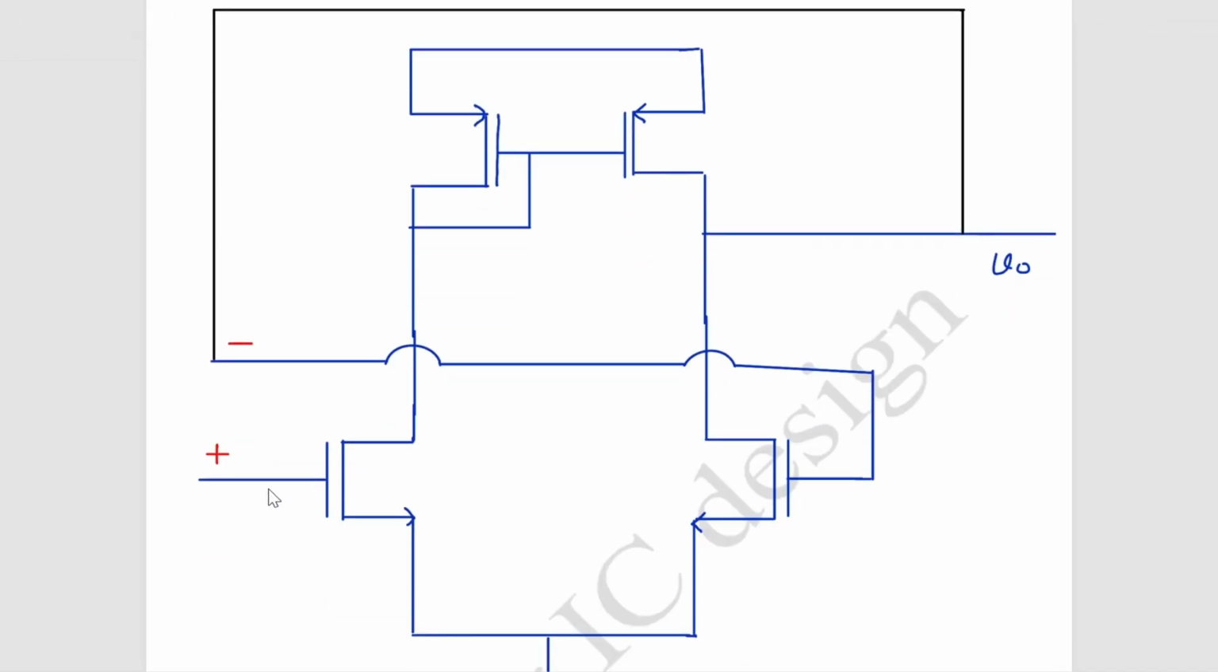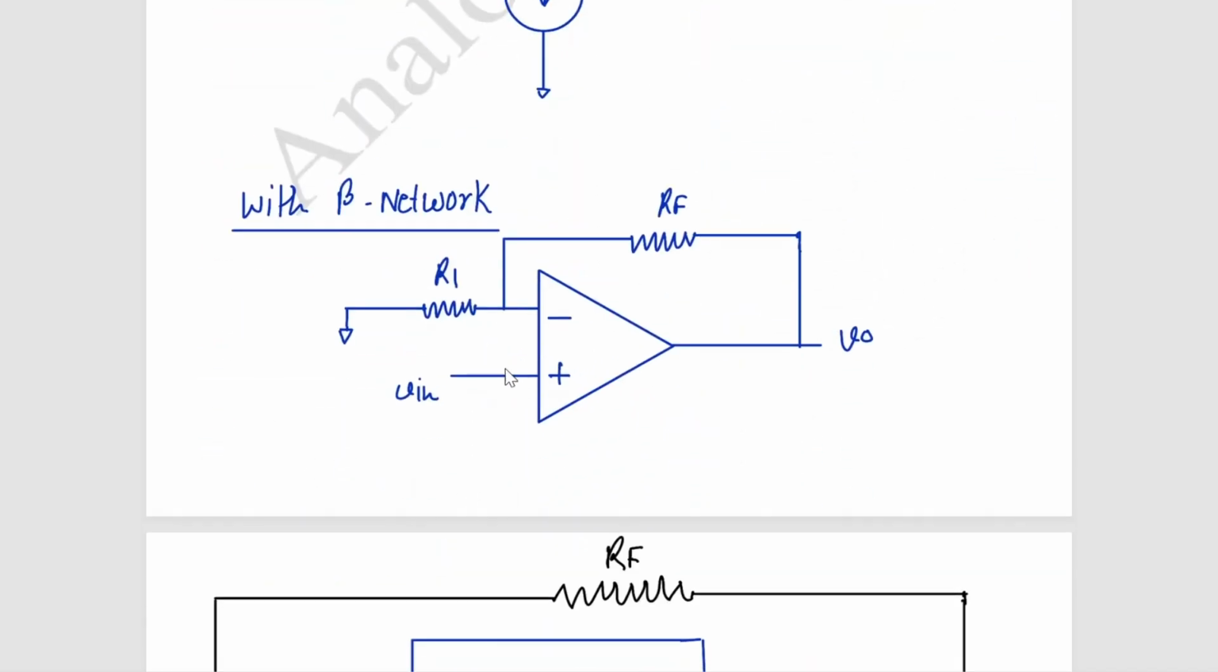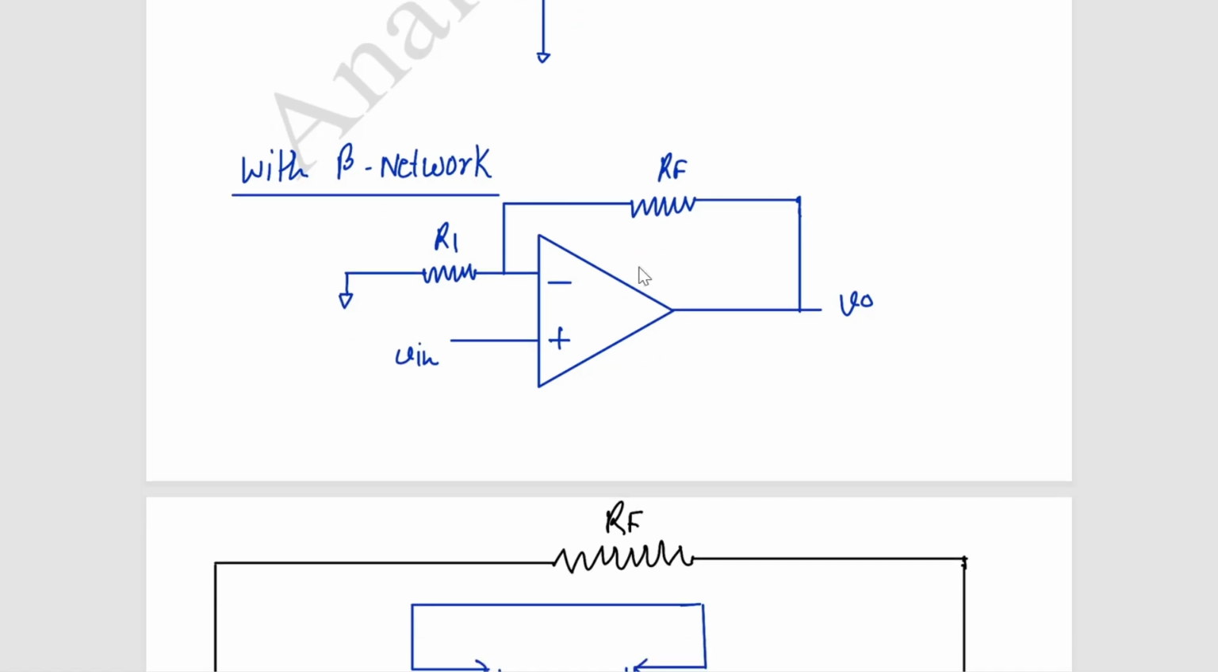So how do we decide the positive and negative terminal? If we increase this terminal, this is common source, so that will decrease, and that will increase. So increasing this increases the output. So there is no inversion, so it's the non-inverting terminal. The other will obviously be the inverting terminal. And suppose I want a beta network. So I want some fraction of the output to feed back to the input side.